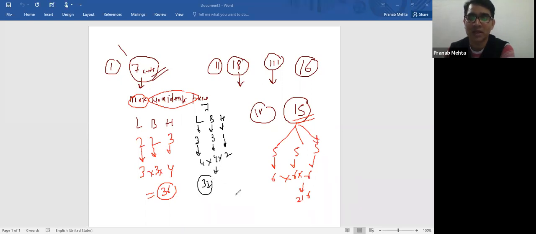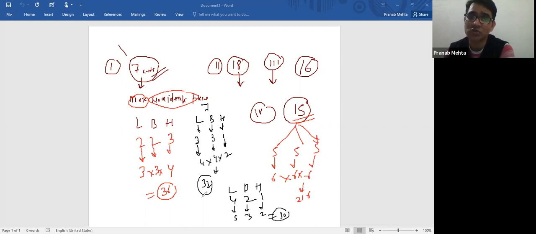Now someone says that I will do 7 cuts like this: 4 cuts on length, 2 cuts on breadth and 1 cut on height. Yes, length, breadth and height. So 4 cuts means 5 parts, 2 cuts means 3 parts, and 1 cut means 2 parts. So total how many identical pieces are we talking about? 5 into 3 is 15, 15 into 2 is 30.